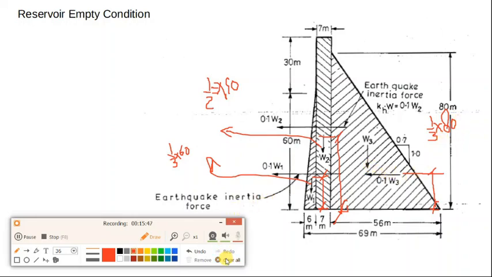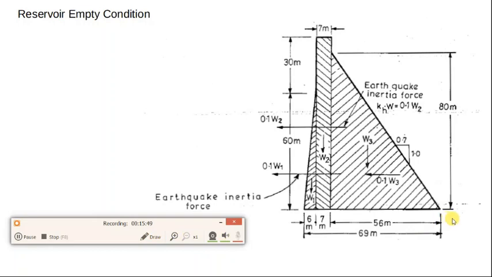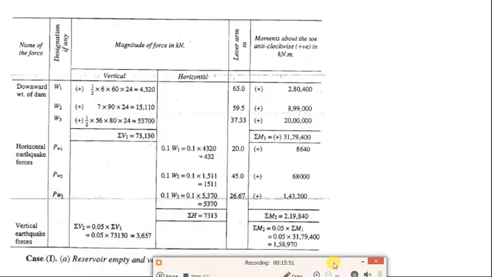So remember this. For W1 it is 20, for W2 it is 45, and for W3 it is 80/3, that is 26.67. Multiplying each lever arm with the force will give you the moment, and the summation of all these horizontal forces will give you the summation H, and similarly the summation M2.